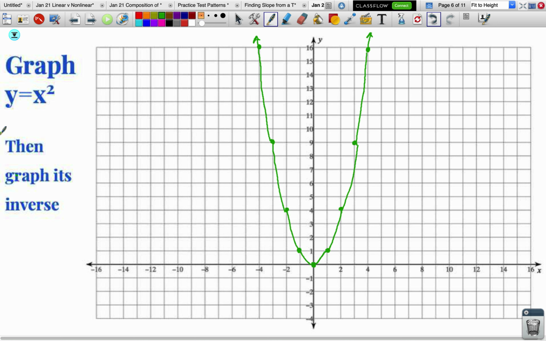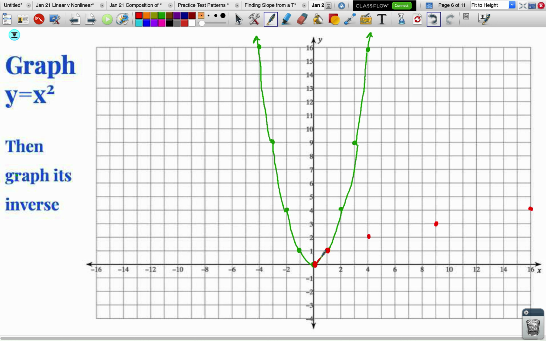All right. So let's graph its inverse. So I'm going to invert every single one of these points. 0, 0 is a point that doesn't move when it's inverted. Neither does 1, 1. 2, 4 then becomes 4, 2. 3, 9 becomes 9, 3. And 4, 16 becomes 16, 4.